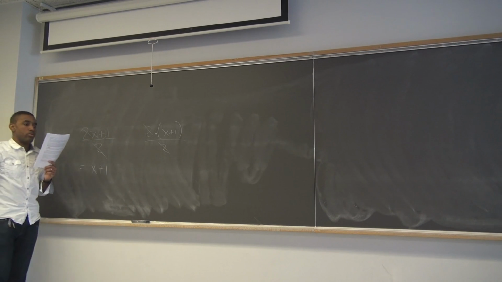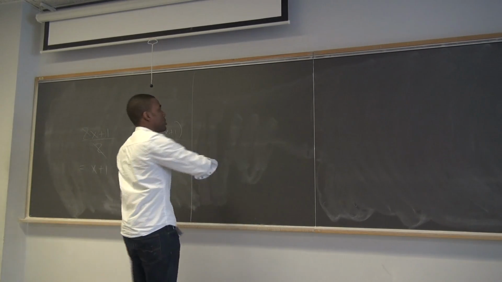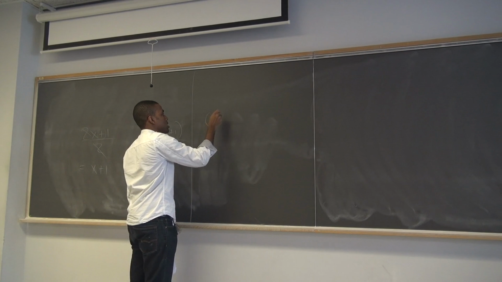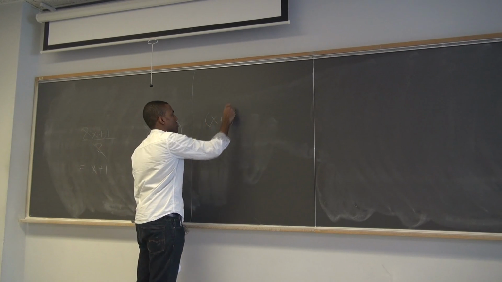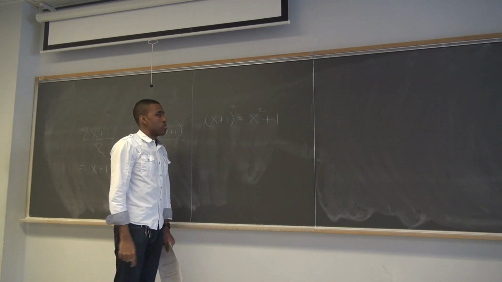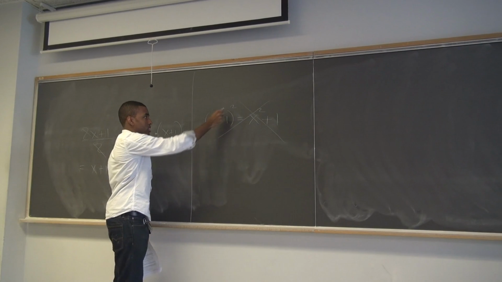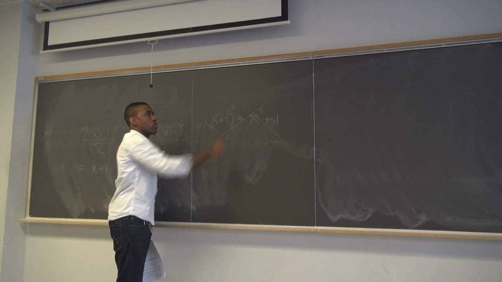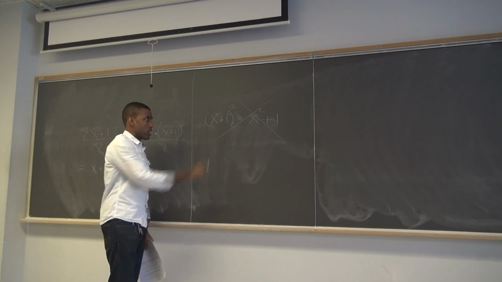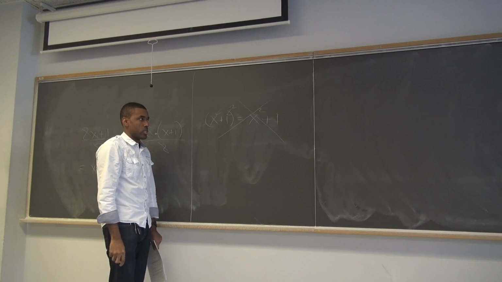Another thing, do not distribute powers across sums. For example, if you see something like this and you do that, no, that is not true, right? You can't just square this and then square that. It doesn't work because there's a plus or minus sign in between. You can't distribute powers across sums.